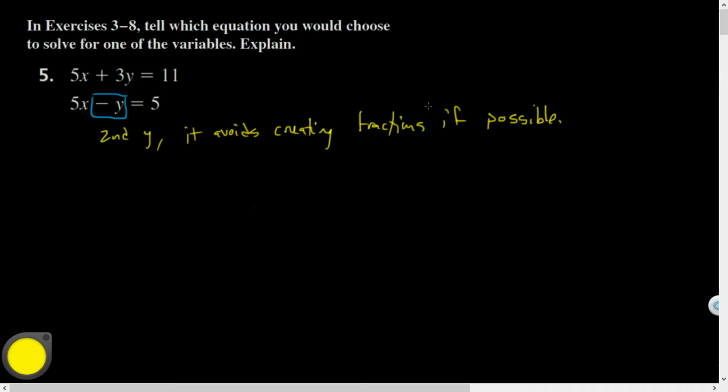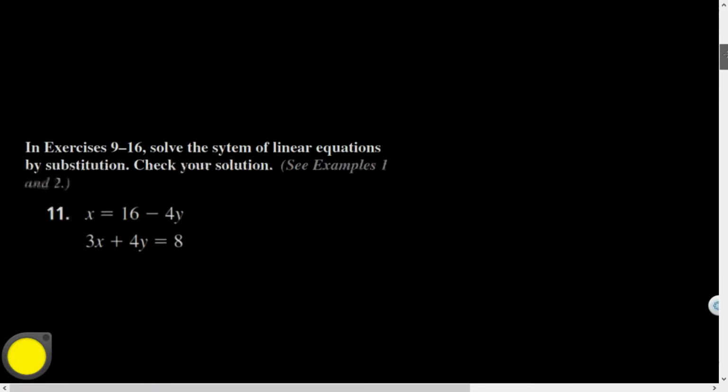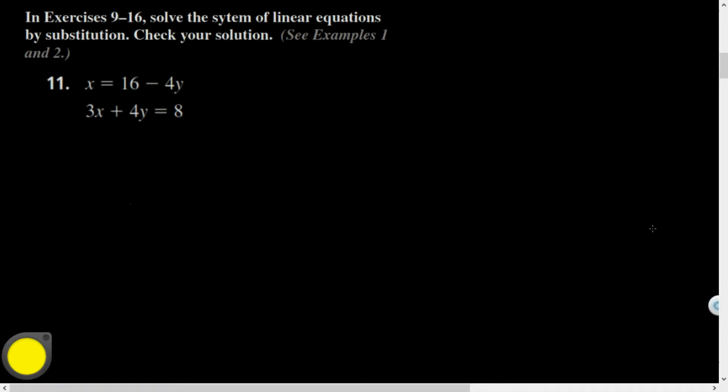Maybe someday I should have you guys try one of these problems and aim for the tough spot and just show you how inconvenient it is. But yeah, so aim for the weak spot. All right, solve the system of equations. Here we go, guys. Oh, I'm so pumped.